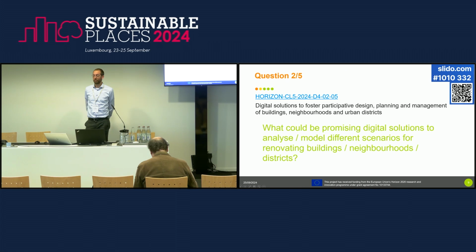I'm guessing that some of the modeling tools described today might be very useful as well. For renovating, really, in a renovation of maybe a larger scale district, how can we use that modeling to make good predictions on the effect of such renovation works? Right, we have some answers coming in.